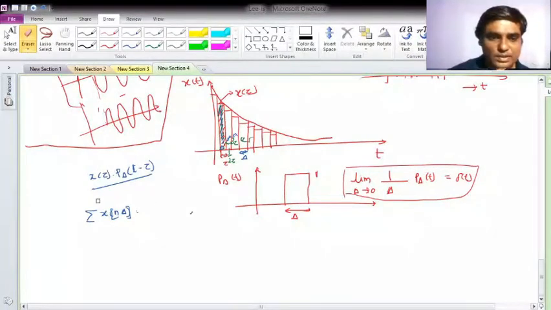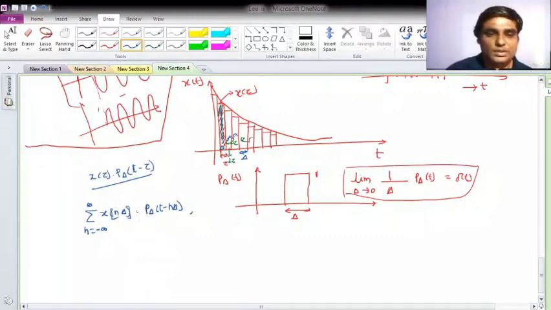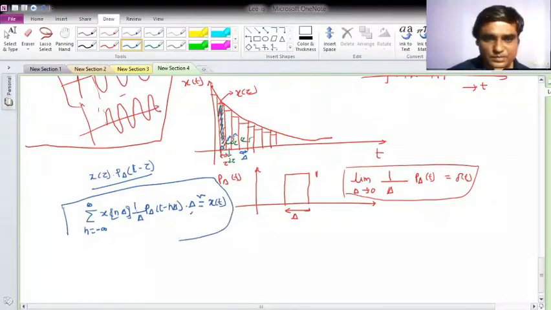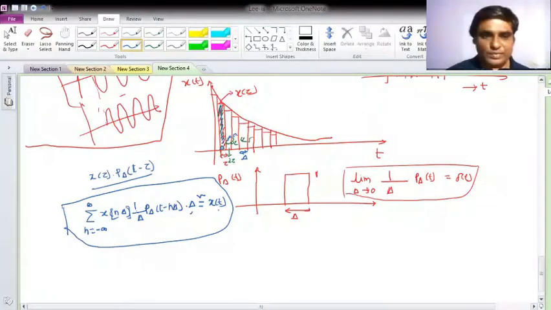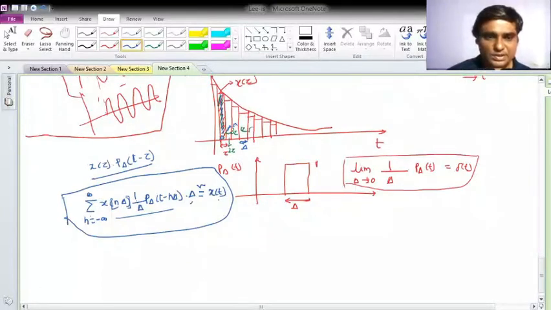So x of n will be varying from minus infinity to plus infinity for any values of n, multiplied by p delta shifted by an amount of delta terms, right? Okay, so this way you can approximate this. And again let me slightly modify this by 1 over delta into delta. So this will be approximately my x of t. Okay, so this arbitrary x of t I can represent this way also.